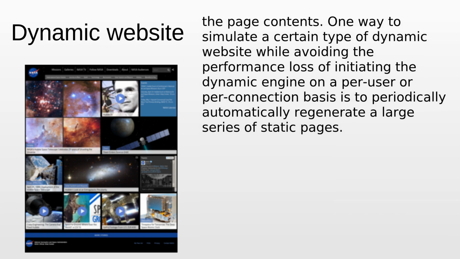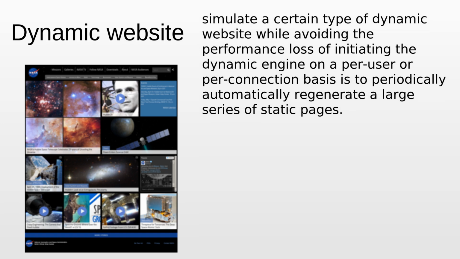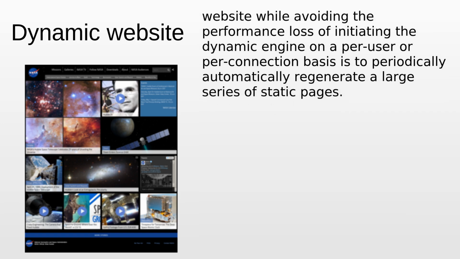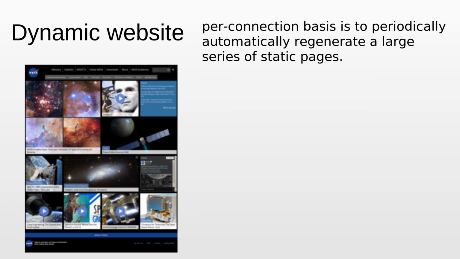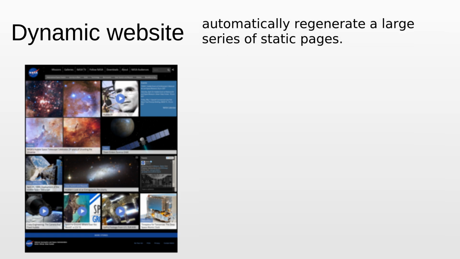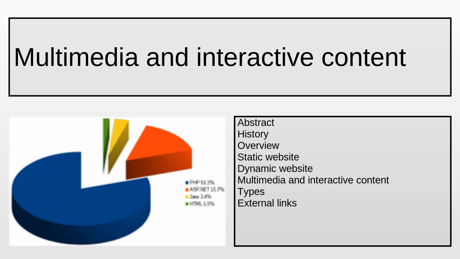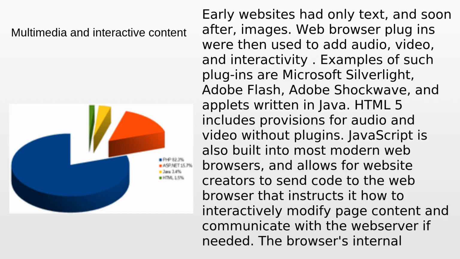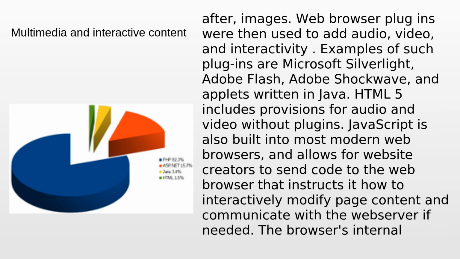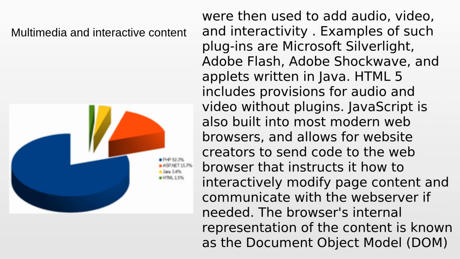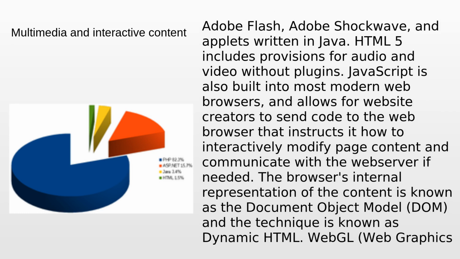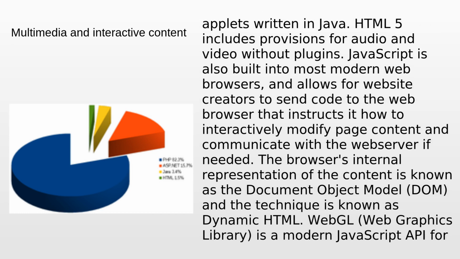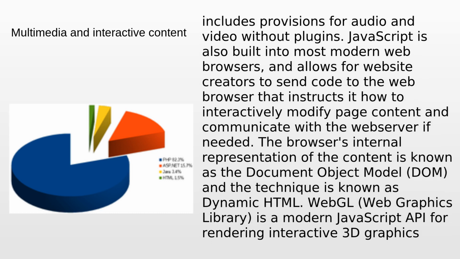One way to simulate a certain type of dynamic website while avoiding the performance loss of initiating the dynamic engine on a per-user or per-connection basis is to periodically, automatically regenerate a large series of static pages. Multimedia and interactive content: early websites had only text, and soon after, images. Web browser plugins were then used to add audio, video, and interactivity. Examples of such plugins are Microsoft Silverlight, Adobe Flash, Adobe Shockwave, and applets written in Java. HTML5 includes provisions for audio and video without plugins.